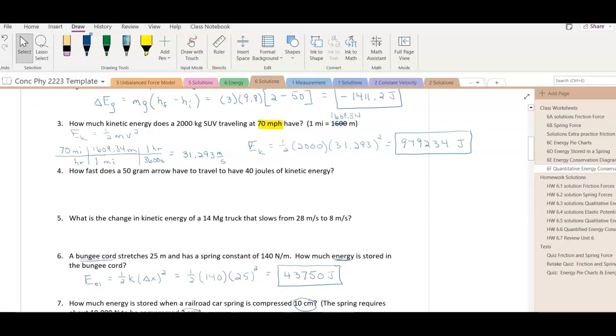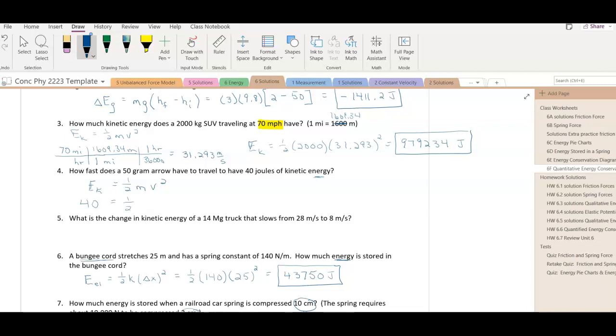Okay, let's do one more here. How fast does a 50-gram arrow have to travel to have 40 joules of kinetic energy? So it's talking about energy, so I'm going to use the kinetic energy formula, which is that kinetic energy is half of the mass multiplied by the velocity squared. And here I'm going to be solving for the velocity. So they're telling me that the kinetic energy is going to be 40 joules.